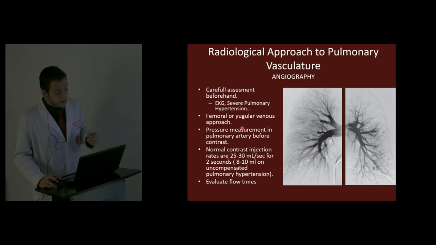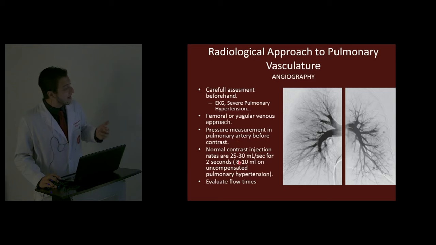As you know, you can have a femoral or jugular venous approach, and actually the angiography is still the gold standard to check some diseases, because you can measure the pulmonary artery before contrast, and you can measure the pressures.